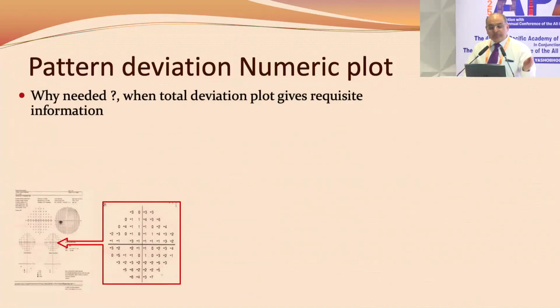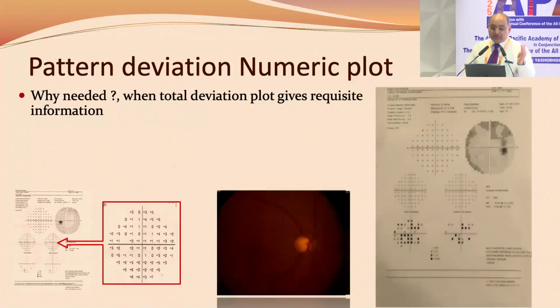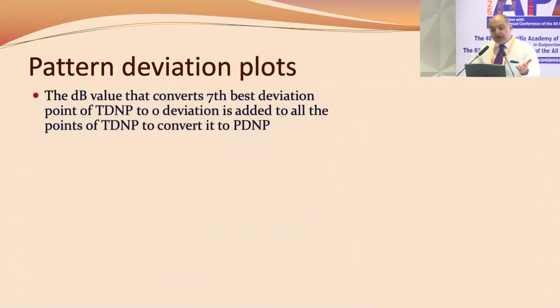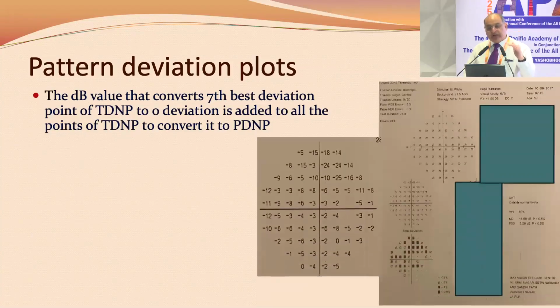Now we move on to the pattern deviation numeric plot. Why do we need it? Because most of the time we can get this in the total deviation plot, but the problem is whenever we have generalized defects, we are not able to pick up the specific defects because of glaucoma. So we require a pattern deviation numeric plot. Now how is it calculated? It takes the 7th best deviation from the total deviation plot and adjusts the hill of vision to that particular point. Now how is it done?